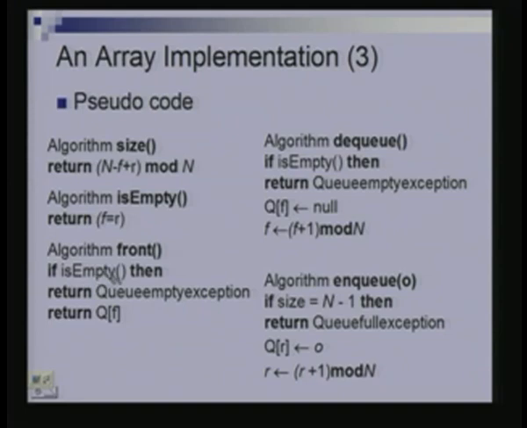For front, if the queue is empty, then raise an exception, otherwise just return the front element. We are not removing the front element, that is done here. In this case, we will increment the front index and remove the front element by setting this to null.